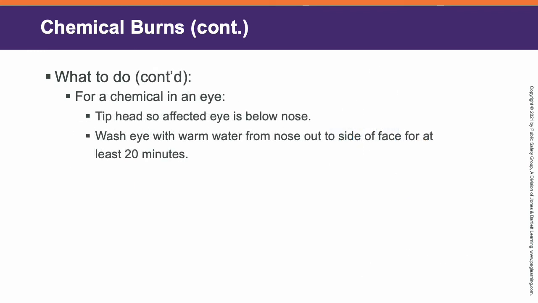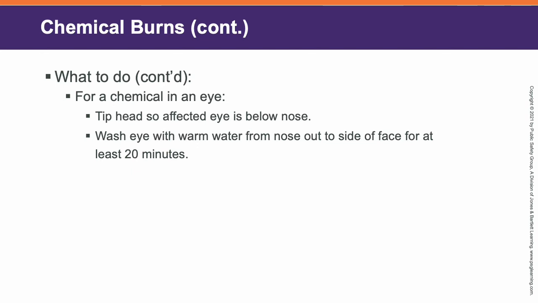Another thing, if you do get a chemical in an eye, you're going to have to flush out that eye. The way to do it is to tip the person's head so that the eye that is affected is closest to the ground. So you're not going to put the affected eye above your other eye, because when you flush it with water, that water is just going to run into your other eye and hurt your other eye. So put that on the bottom, flush it with warm water from the side of your nose, so the top side of the eye, down the side of the face for at least 20 minutes. You're going to flush that like crazy to try and get that out of there.